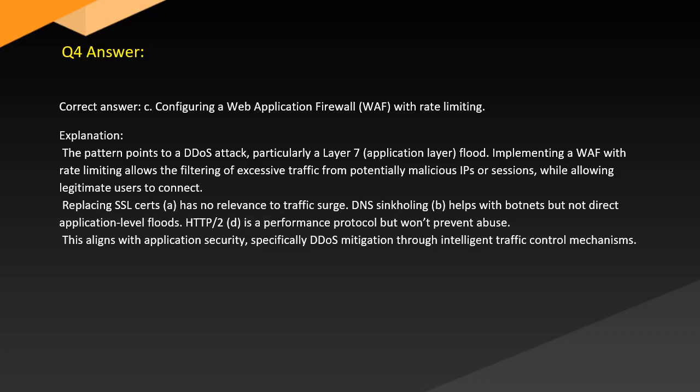A sinkhole B helps with botnets but not direct application-level floods. D is a performance protocol but won't prevent abuse. This aligns with application security, specifically DDoS mitigation through intelligent traffic control mechanisms.